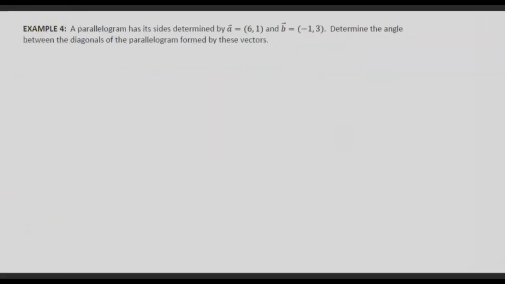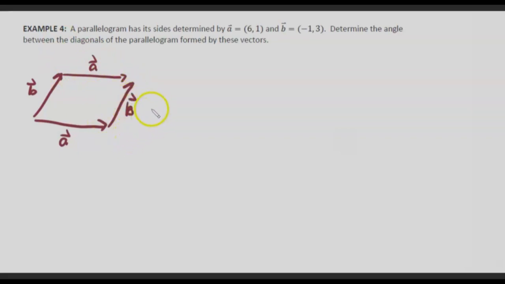So a parallelogram has its sides determined by vector A and vector B. Okay, so I'm just going to draw that for now. So vector A would be here, and vector B would be here. Okay, when we're talking about a parallelogram, this would also be vector A, and then this would also be vector B. Okay, so those are the sides.